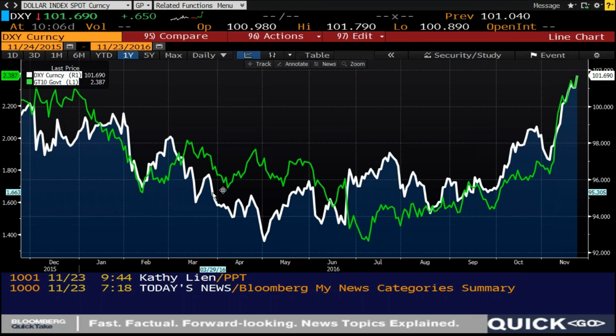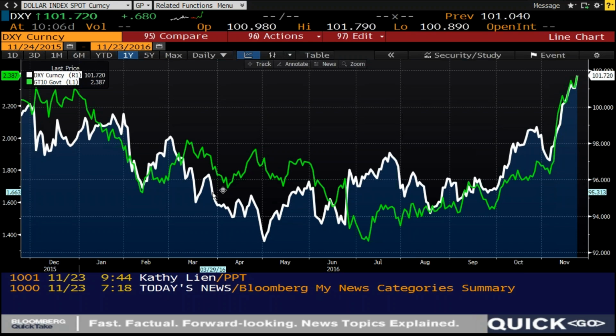And you can see that there's a very strong positive correlation between these two instruments, where when U.S. yields rise, the dollar index tends to increase as well.